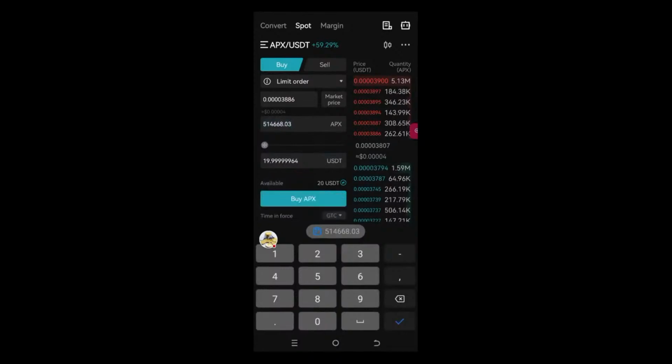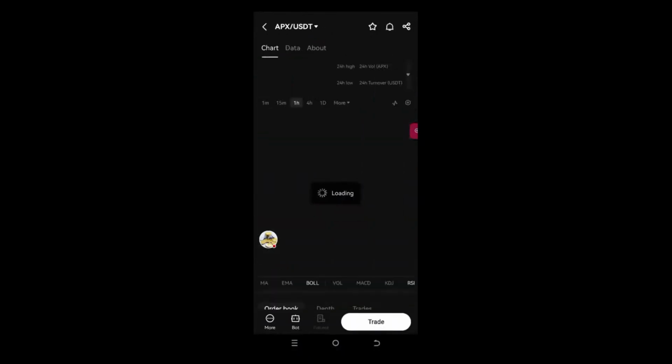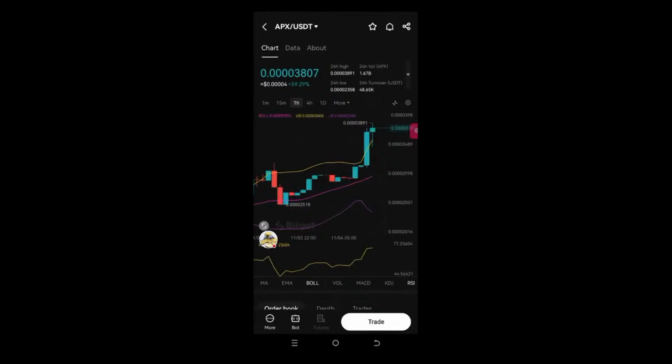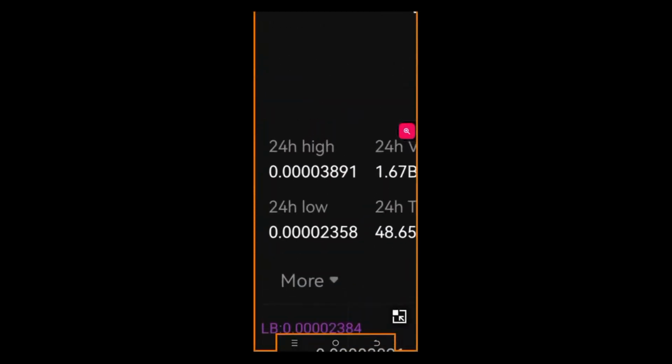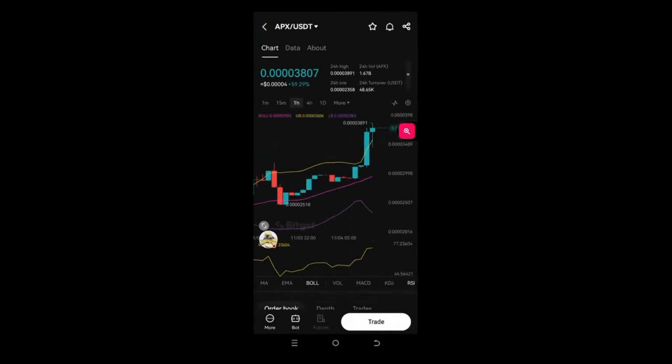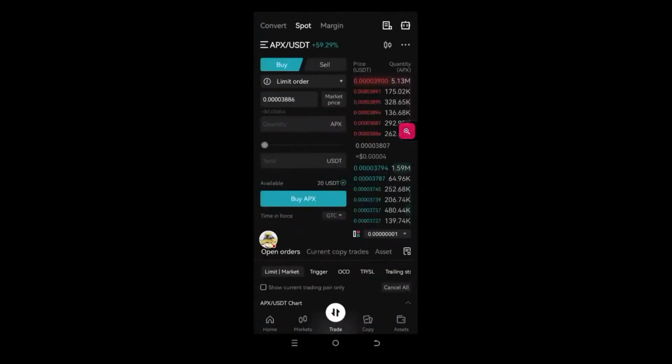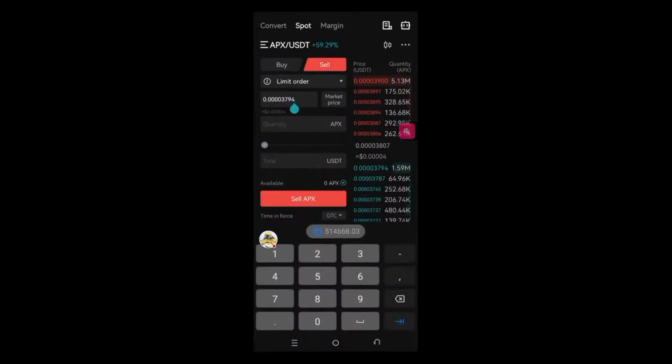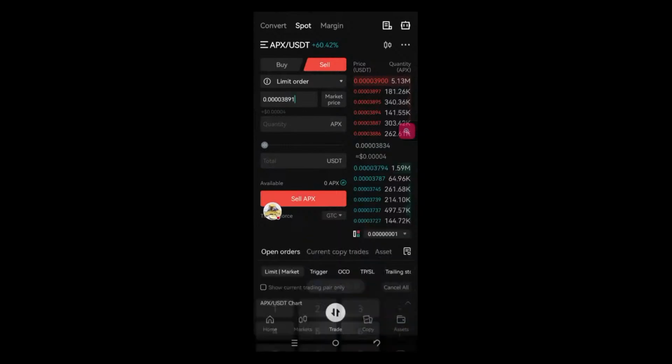Copy. That was the place it went to in the last 24 hours. Let me go to my magnifier. 3891. Okay, let's check it out. Let's sell and put 3891 there and see. Okay, let's put the quantity of APX there.